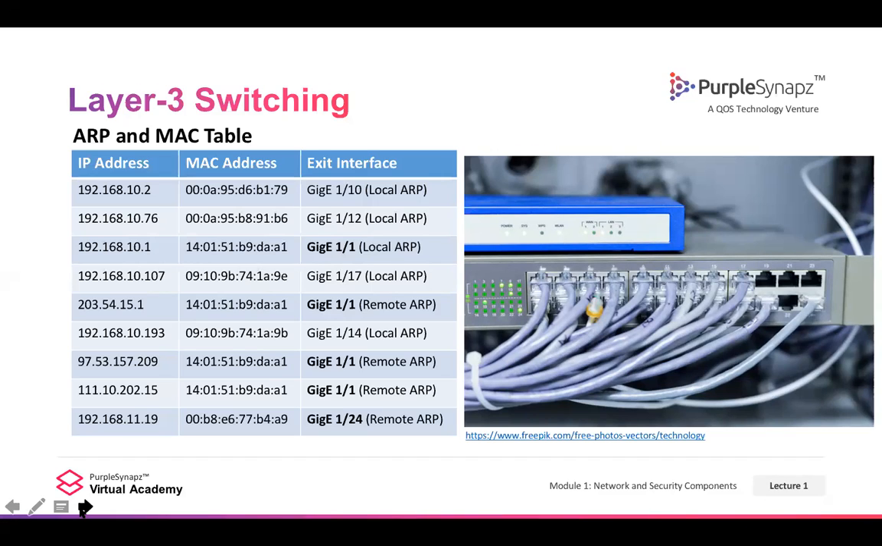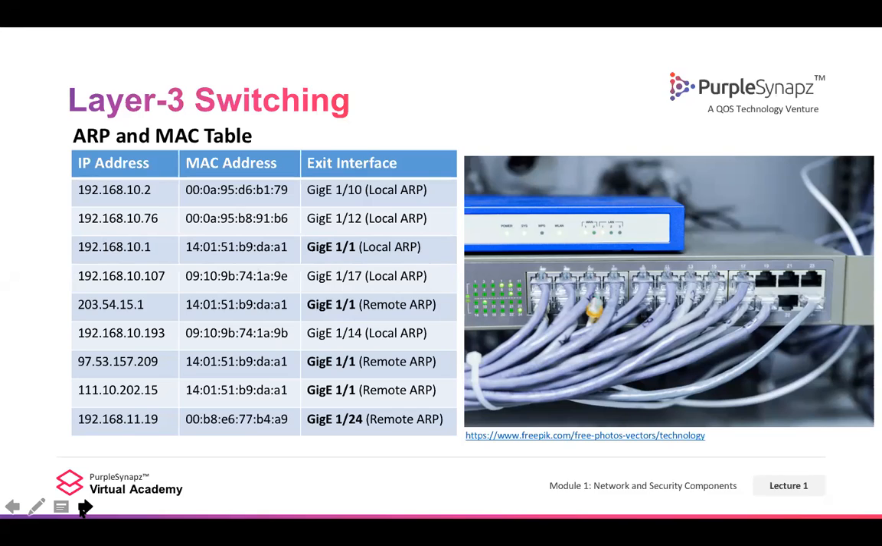And anything which requires me to go to the outside world, outside my network, whether it is an IP address 203.54.15.1 or 97.53.157.209 or 111.10.202.15. Looking at these numbers, we all know they appear to be outside my purview or my local network. In such scenarios, I will always need to go through the layer 3 function only. And that is physically registered on port number gigabit Ethernet 1/1 and given an IP address 192.168.10.1.